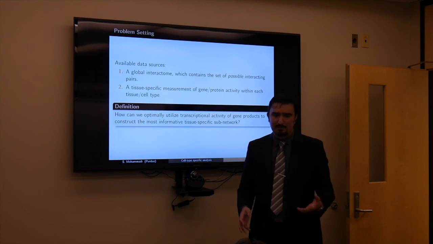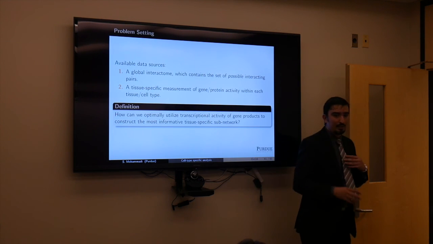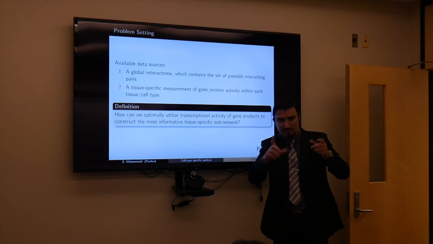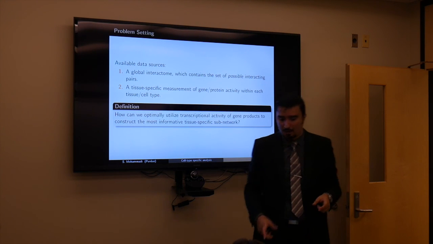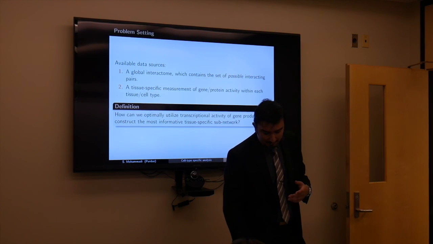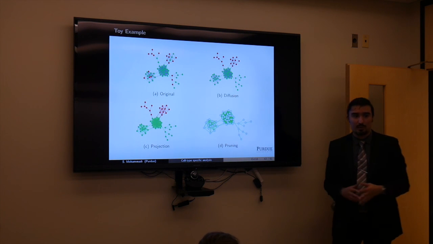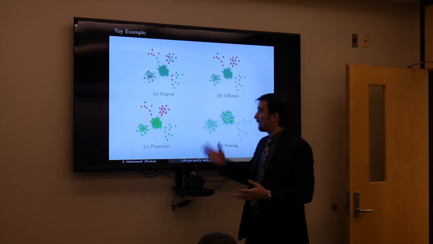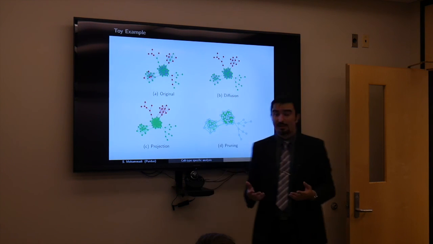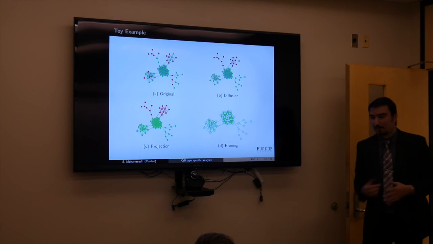So the question is, can we use an additional source of information to prune this big network to the interactions that are actually happening in a given context? The answer is, well, yeah, we can. And the way we do it is that we start with a network of transcriptional activity. Red ones are genes or proteins that are not expressed, green ones are the ones that are expressed.